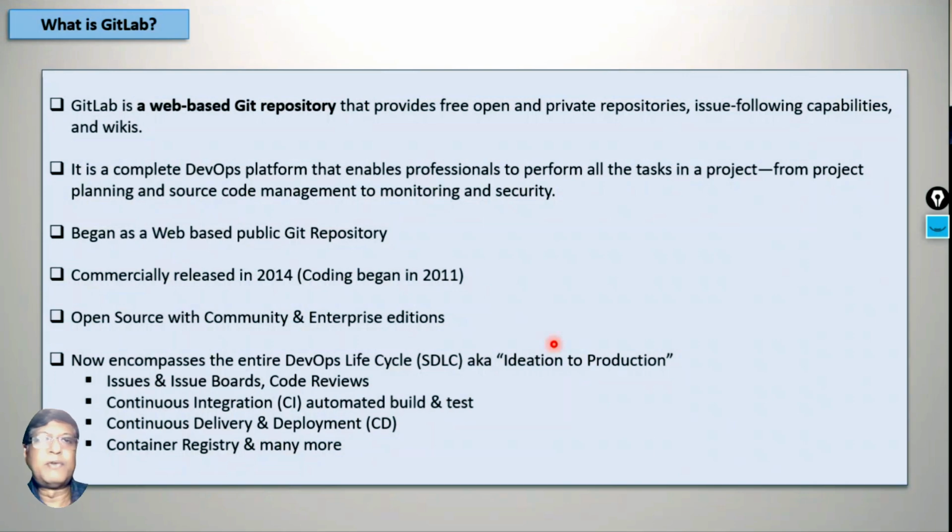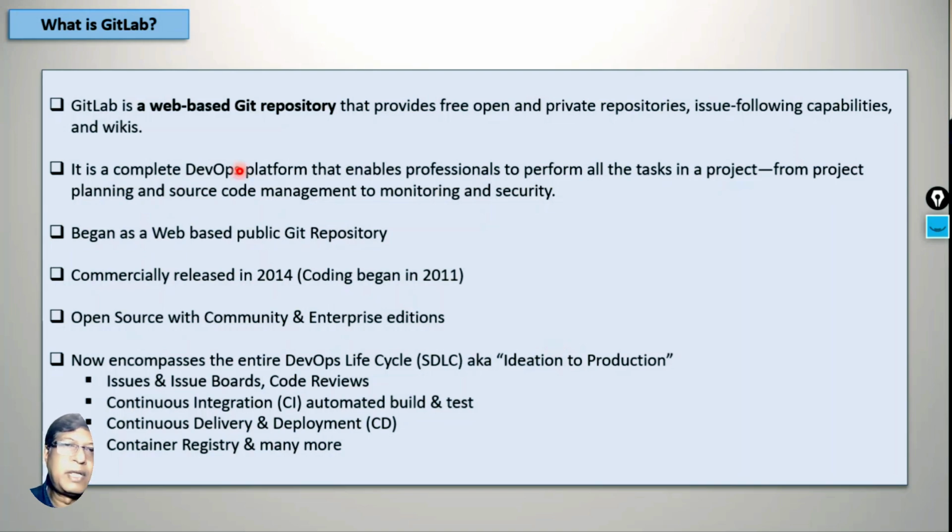So GitLab is a web-based Git repository. GitLab is a competitor of Jenkins. Jenkins is a CI/CD pipeline tool as well, very popular. It was very popular before GitLab came into the market. Nowadays, GitLab has an interface where you can start from ideation to production. That means you can start a project from scratch and end the project with the final delivery to production. That is how GitLab has been designed and implemented.